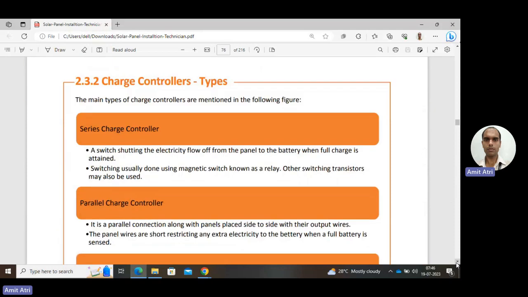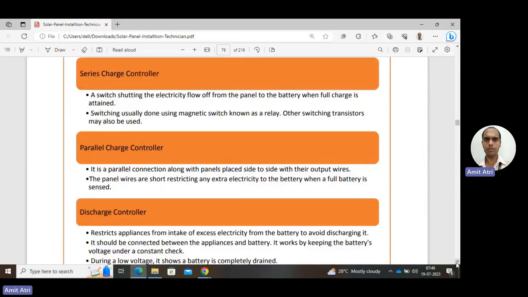Now, types of charge controller. The first one is the series switch, shutting the electricity flow off from the panel to the battery when full charge is attained. It is connected in series, that's why it is blocking the path. The switching is usually done using a magnetic switch known as a relay. Also, some electronic devices like a transistor can be used.